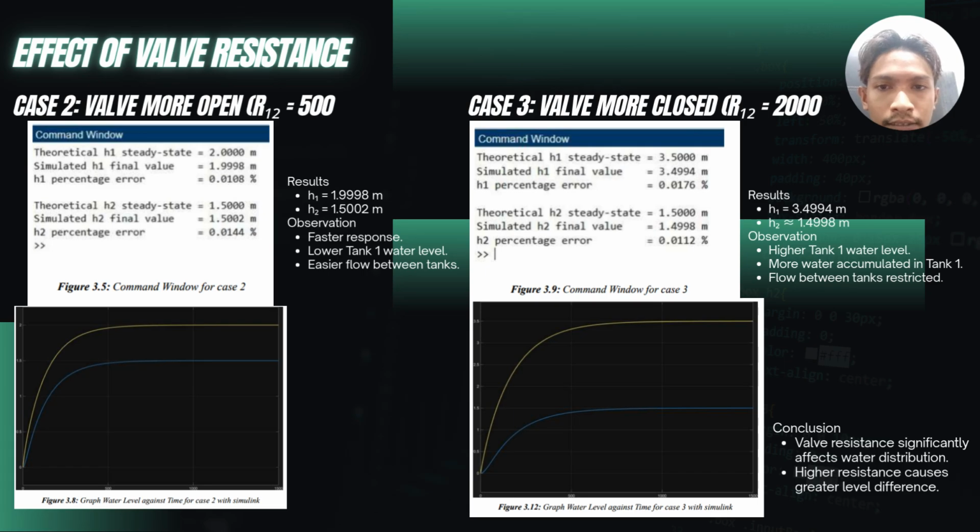Next is case 3, the valve more closed. The results obtained are H1 is 3.5994 meter, H2 is 1.5998 meter. For the observation: higher tank 1 water level, more water accumulated in tank 1. Flow between tanks is restricted. The conclusion we get is that valve resistance significantly affects water distribution. Higher resistance causes a greater level difference.